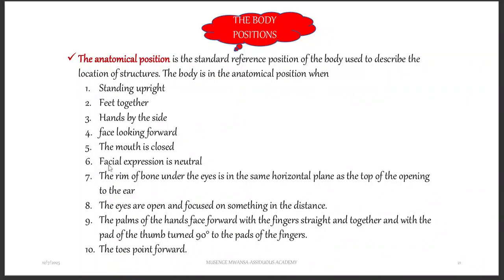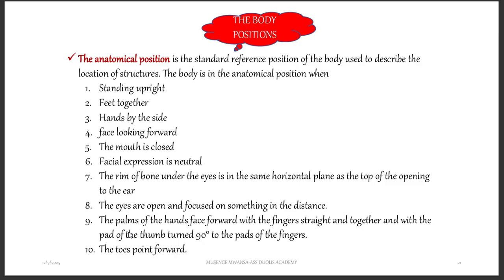Okay, so the anatomical position has features. Number one, someone is standing upright. Number two, the feet are together. The hands are by the side. And then the face is looking forward. The mouth is closed. The facial expression is neutral. You're not smiling, you're not upset. The rim of the bone under the eye is in the same horizontal plane as the top of the opening of the external ear. I already mentioned that. The eyes are open and focus on something in the distance.